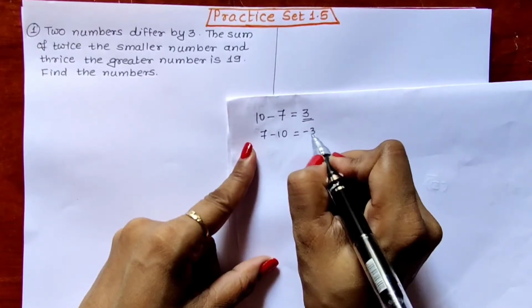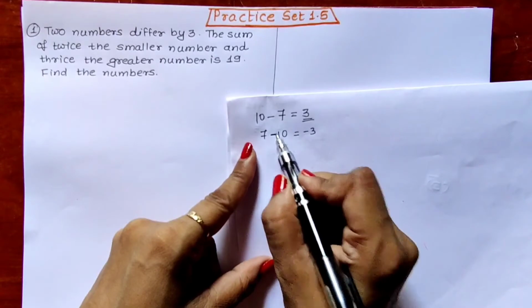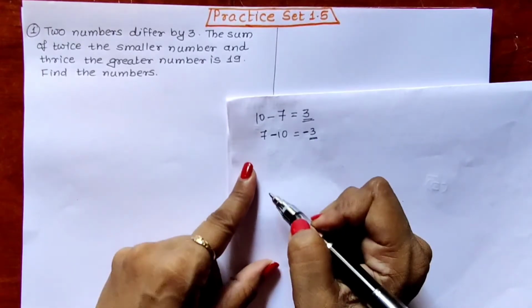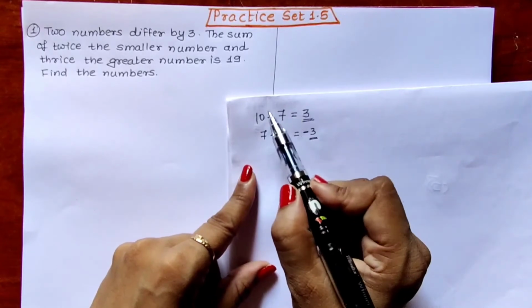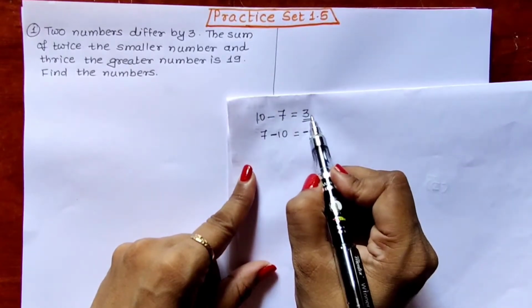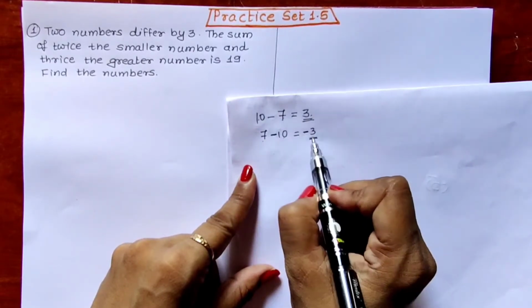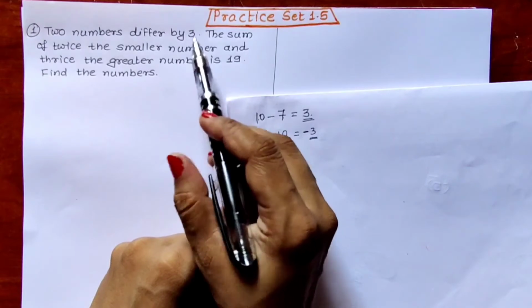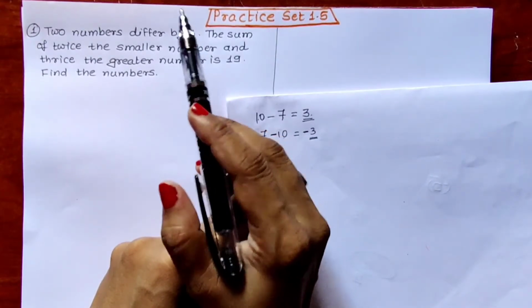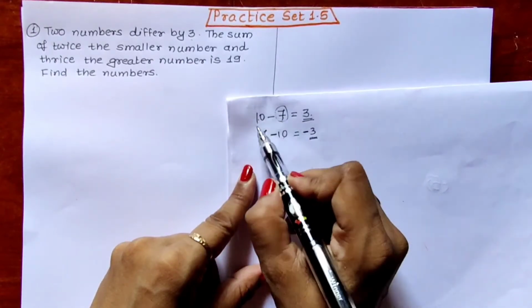My answer will be minus 3, because plus minus will become minus, and we have to write the sign of the bigger number, which is minus, and the answer is minus 3. So when we subtract a smaller number from a bigger number, we get a positive answer, and when we subtract a bigger number from a smaller number, we get a negative answer. Here the given answer is 3, which is a positive number. That means we will have to subtract the smaller number from the bigger number.